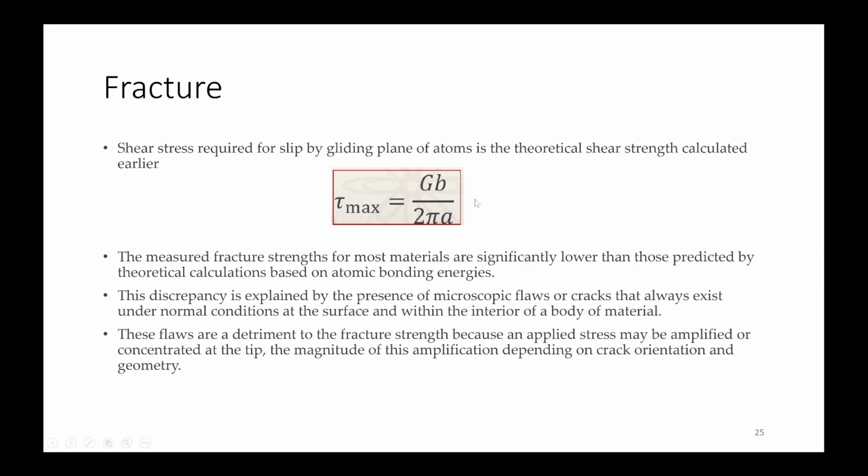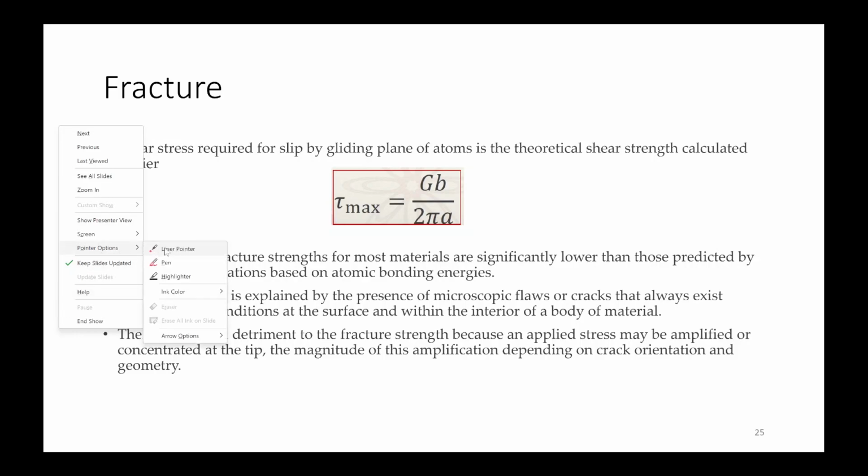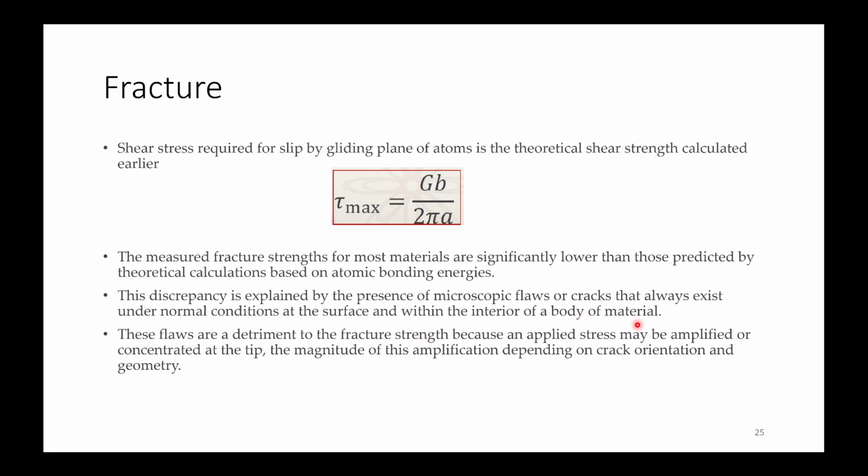Now, in this case, we assume that all the bonds are perfect and there are no defects present, such as dislocations or cracks. The residual strength that we'll be talking about is when there are some defects present, some cracks already present in the material. Now, the measured fracture strength for most materials is significantly lower than that predicted by theoretical calculations based on atomic bonding energies. This discrepancy is explained by the presence of microscopic flaws or cracks that always exist under normal conditions at the surface and within the interior of the body of material.